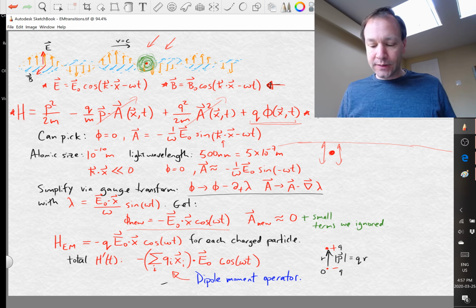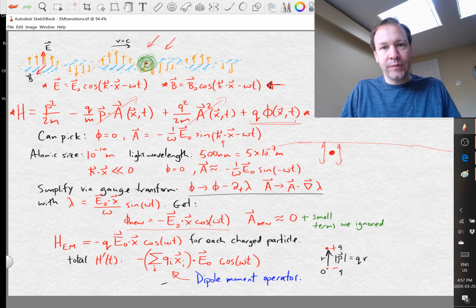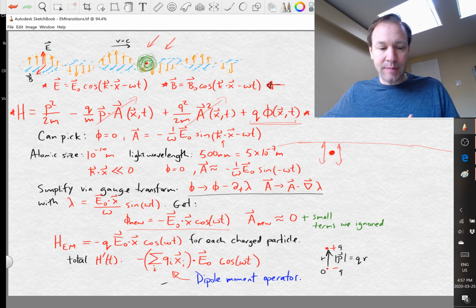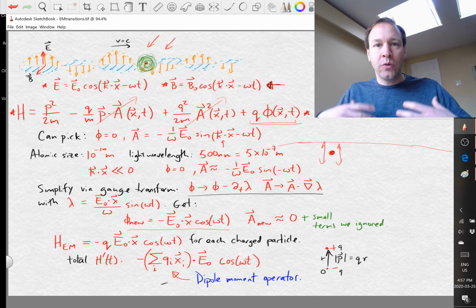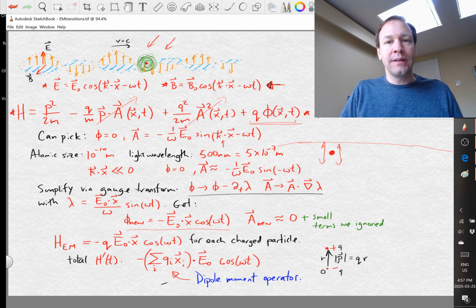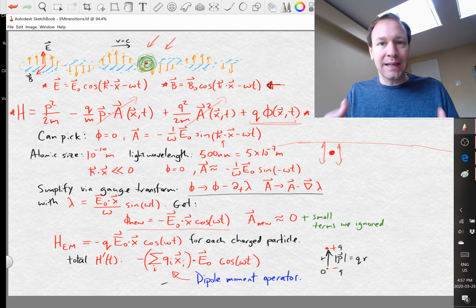So the Hamiltonian that we have to add is the dipole moment operator for our molecule, dotted with this electric field direction, and then times the sinusoidal time dependence. And in the next video, we're going to use that with time-dependent perturbation theory to actually figure out the transition probabilities for spontaneous emission or absorption in atomic or molecular systems.